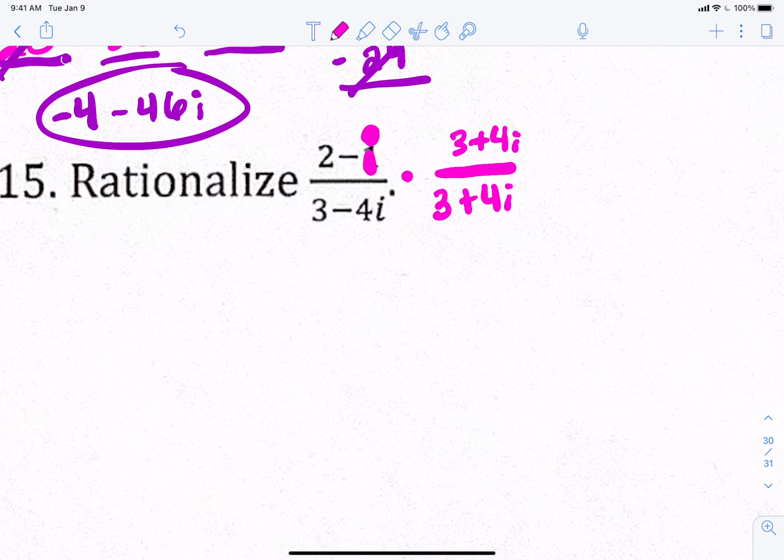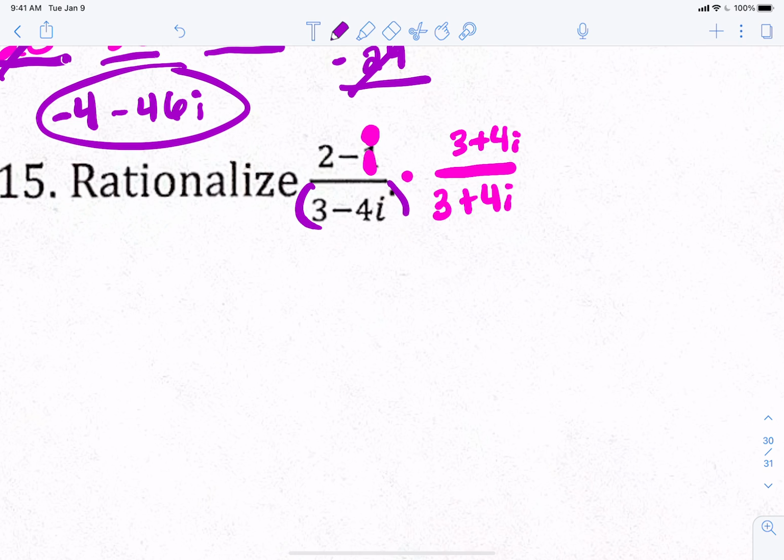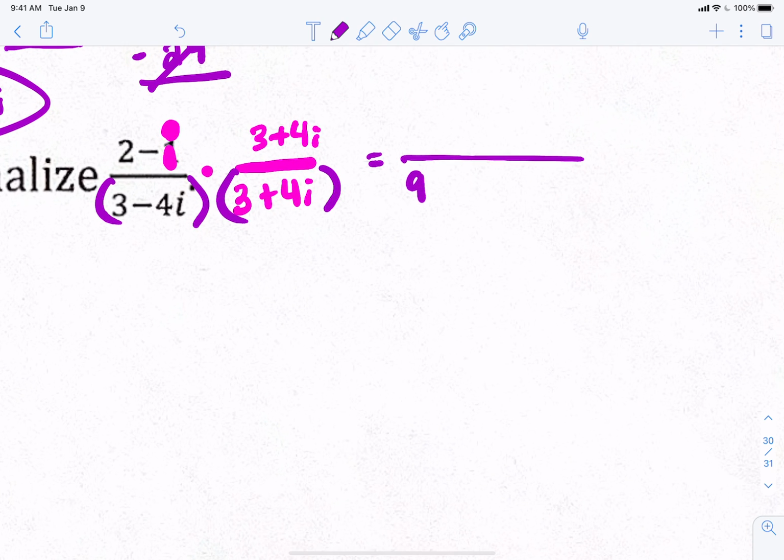Okay, now how do I do this? Start on the bottom. The bottom doesn't cancel. Not everything cancels. FOIL. We FOIL the bottom. 3 times 3 is 9. 3 times 4i is 12i. Negative 4i times 3 is negative 12i. And then negative 4i times positive 4i is negative 16i squared. i squared is negative 1, so that changes this to positive 16.